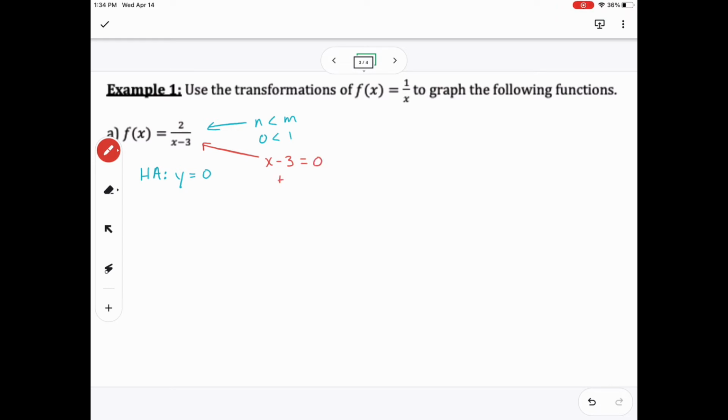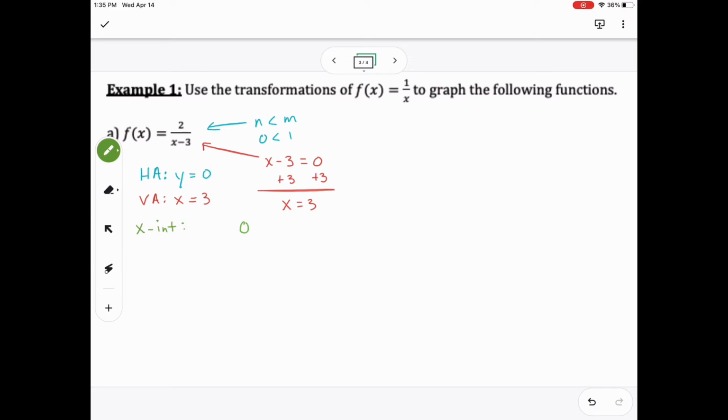For our vertical asymptote, we just look at the denominator and set it equal to 0. So x minus 3 equals 0. Solve. That gives me x equals 3. So that's my vertical asymptote. Okay. Now I want to be able to find my x and y intercepts to help me graph, put them in the right position.